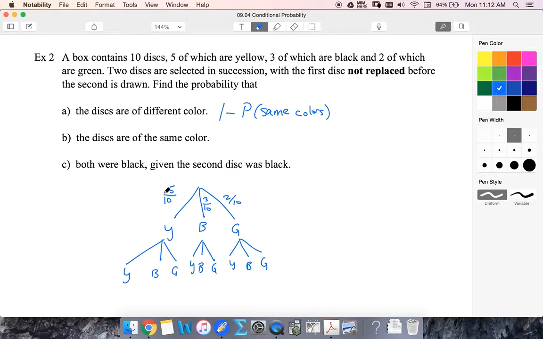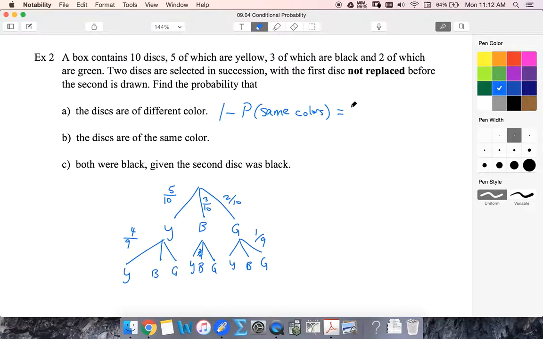So if I pick 1 yellow and I take it out and don't put it back, that means there's 4 left and there's 9 total. If I pick 1 black, there were 3, so now there's going to be 2 out of 9 total. If I pick green first, that means there's going to be 1 green out of 9 left.